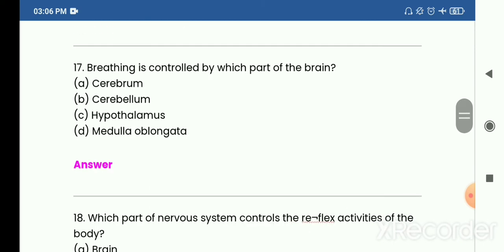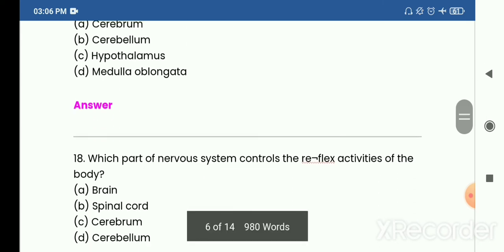Then question number 17. Breathing is controlled by which part of the brain? It is a very important question. Cerebrum, cerebellum, hypothalamus or medulla oblongata. So here option D is the correct answer, that is medulla oblongata, which is found generally near the hindbrain, the region of hindbrain. So breathing is controlled by medulla oblongata. Option D is the correct answer.